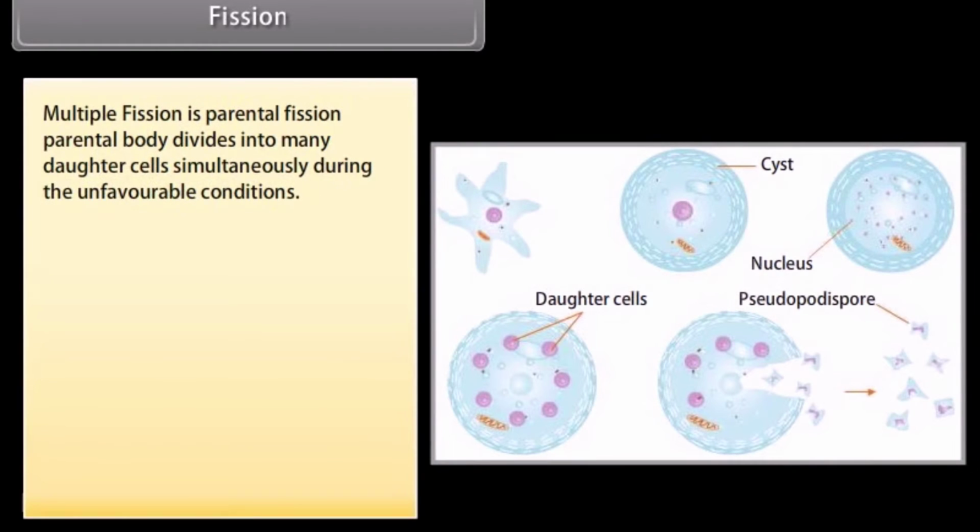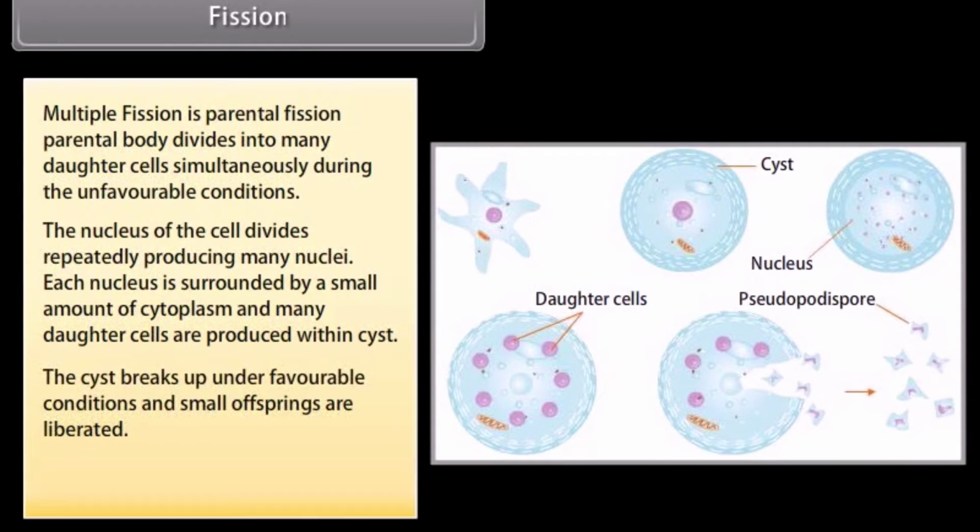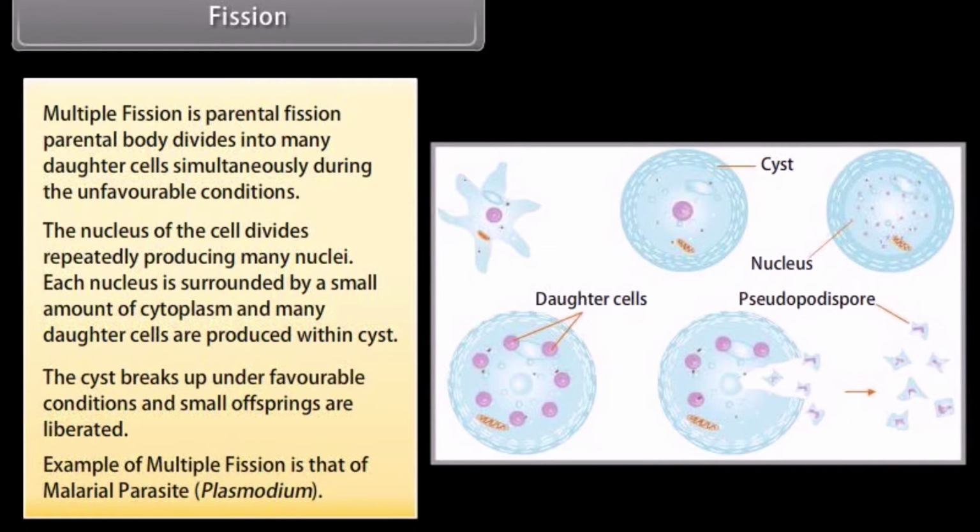Multiple fission is parental fission. The parental body divides into many daughter cells simultaneously during unfavorable conditions. The nucleus of the cell divides repeatedly, producing many nuclei. Each nucleus is surrounded by a small amount of cytoplasm, and many daughter cells are produced within a cyst. The cyst breaks up under favorable conditions, and small offspring are liberated. An example of multiple fission is that of the malaria parasite Plasmodium.